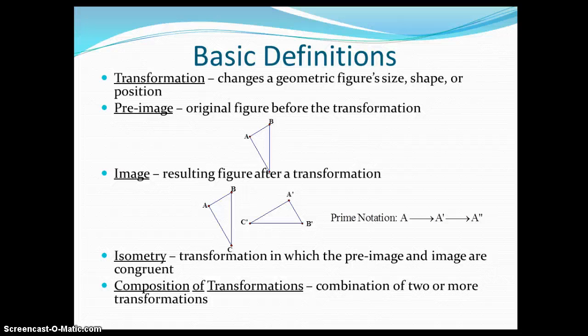An isometry is a transformation in which the pre-image and image are congruent. And a composition of transformations is just a combination of two or more transformations. We're going to talk about different types of transformation. That'll make more sense in a little bit. But basically, a composition means you might rotate it and reflect it. So it has multiple pieces or multiple different ways you've changed the figure's size, shape, or position.